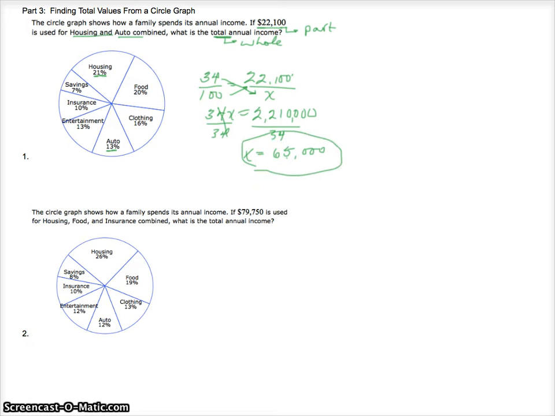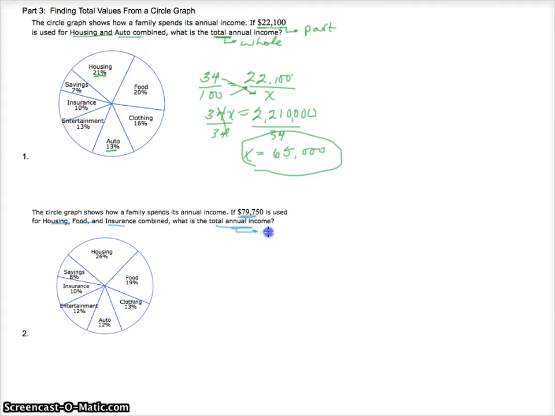And remember that sometimes they're going to ask you to add multiple portions together. Let's look at number 2. The circle shows how a family spends its annual income. It says that 79,750 is used for housing, food, and insurance combined. What's the total annual income?